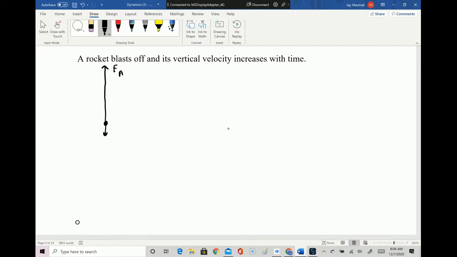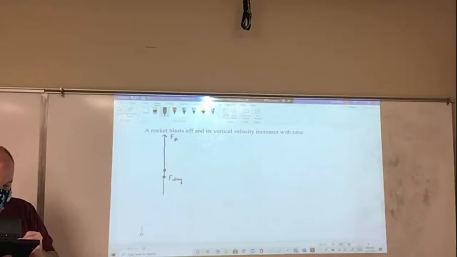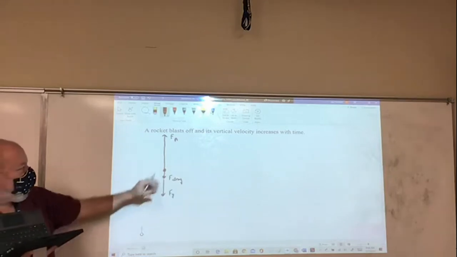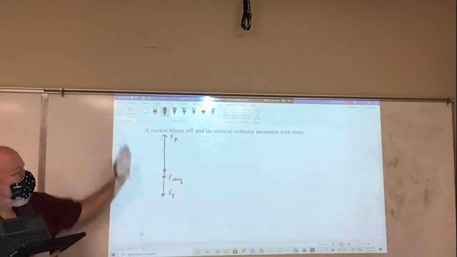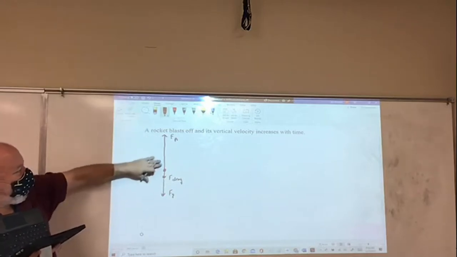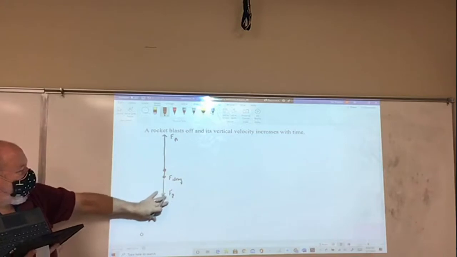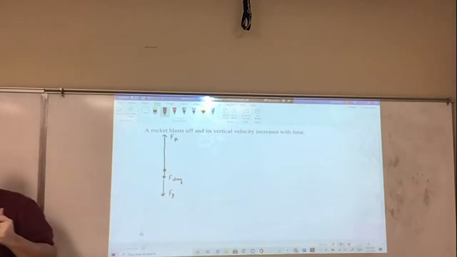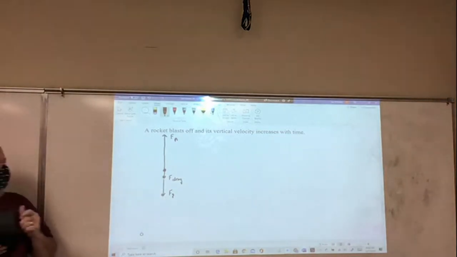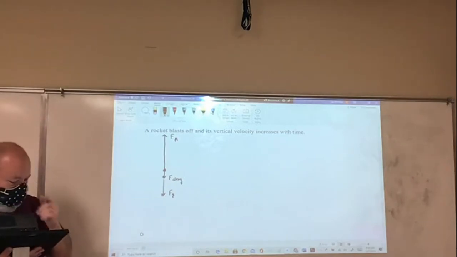And then we had a very small force due to air resistance. I'm just going to call that force drag. And then we had some gravity to go along with it. And make sure you understand that it's accelerating in the upward direction, so whatever forces in the upward direction are present have to be greater than whatever forces are present in the downward direction, right? If I'm going to draw this correctly, I need to show that.